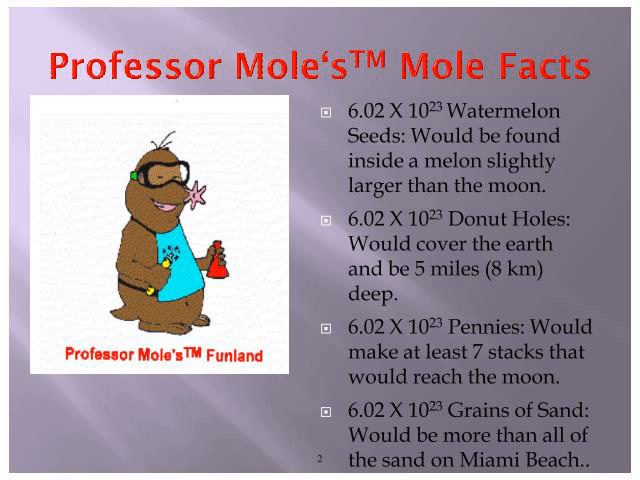Here are some fun facts so that you get an idea of exactly how big a mole is. If you had 6.02 times 10 to the 23rd watermelon seeds, the watermelon would have to be larger than the moon. If you have 6.02 times 10 to the 23rd donut holes, that would cover the entire Earth up to 5 miles deep. That many pennies would stack to the moon 7 times, and 6.02 times 10 to the 23rd grains of sand would be more than all of the sand on Miami Beach. So that should give you an idea exactly how big of a number we're talking about.